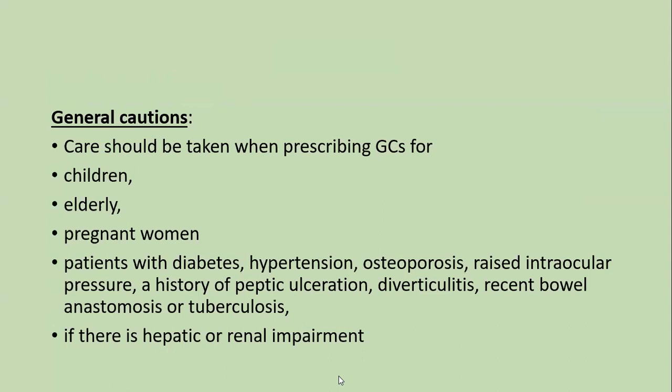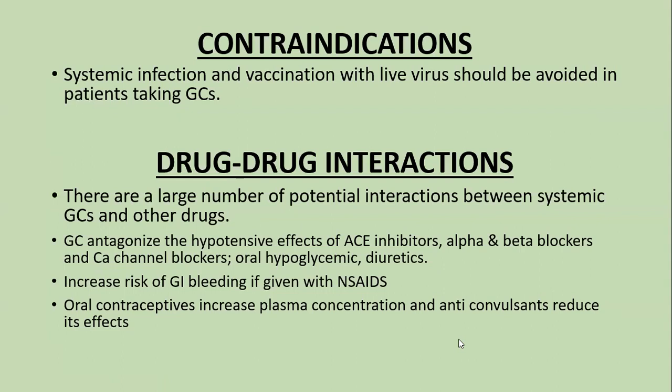General caution. Care should be taken while prescribing glucocorticoids to children, adults, elderly, pregnant, diabetics, hypertension, osteoporotic, raised intraocular pressure, patients with history of peptic ulcer, diverticulitis, recent bowel anastomosis or tuberculosis, and if there is any hepatic or renal impairment. Contraindication. Systemic infections and vaccination with live virus should be avoided in patients taking glucocorticoids.